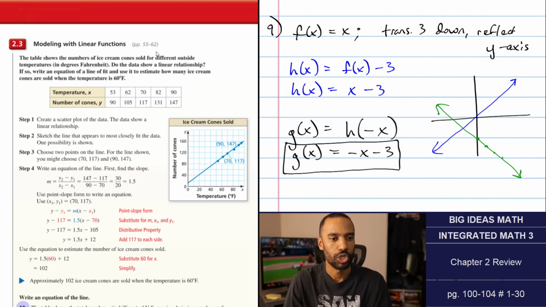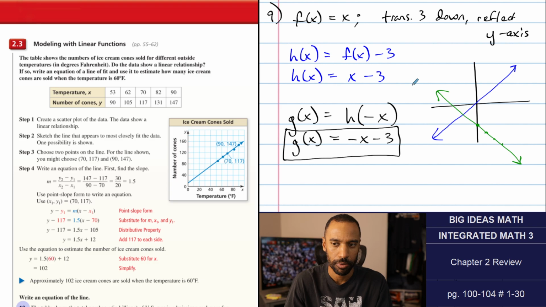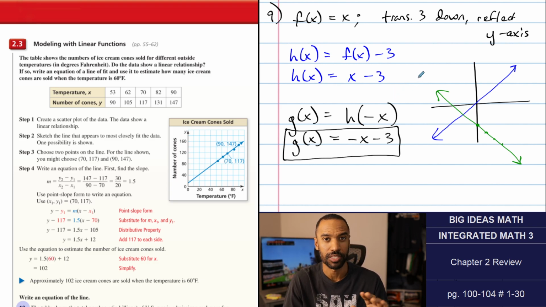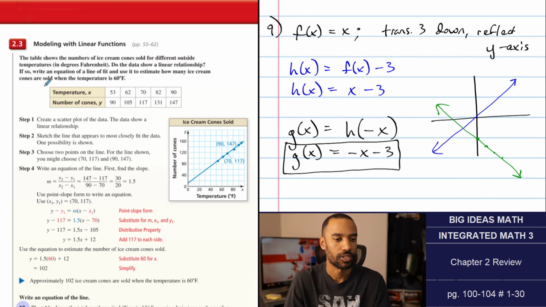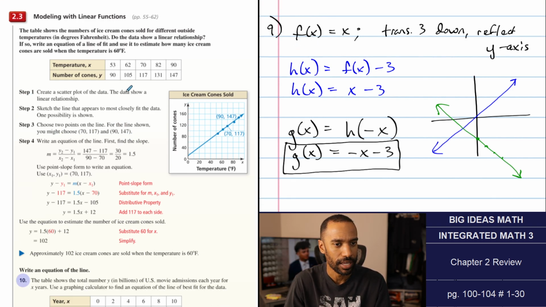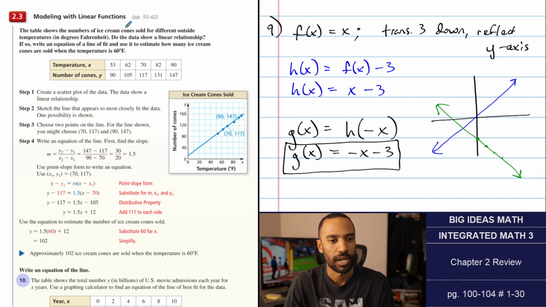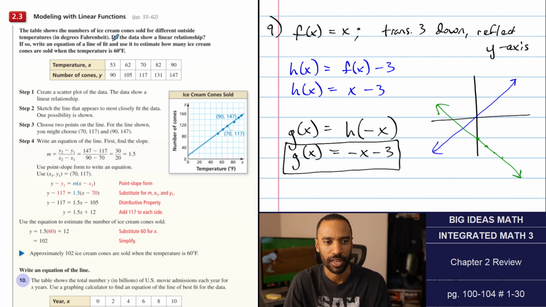All right, let's go to section 2.3 on modeling with linear functions. This is where we did a lot more things in word problems. We did scatter plots. We wrote things out in slope-intercept form or point-slope form based off our values that we had. Let's look at some of the examples. I think the one example that they have here, it's a pretty long one, but the table shows the numbers of ice cream cones sold for different outside temperatures in degrees Fahrenheit. Do the data show a linear relationship? If so, write an equation of a line of fit and use it to estimate how many ice cream cones are sold when the temperature is 60 degrees Fahrenheit.